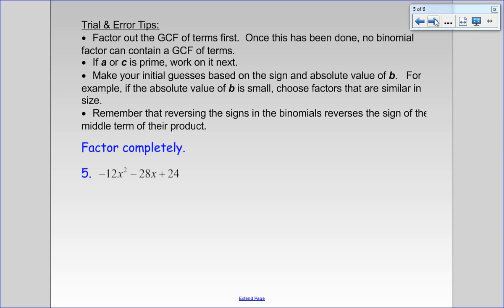One final example, example number 5, negative 12x squared minus 28x plus 24. If the leading term of our polynomial is negative, it's helpful to factor that negative sign out along with the greatest common factor, which in this case is 4. So we'll take out negative 4 using the distributive property, and then we would have 3x squared plus 7x minus 6.